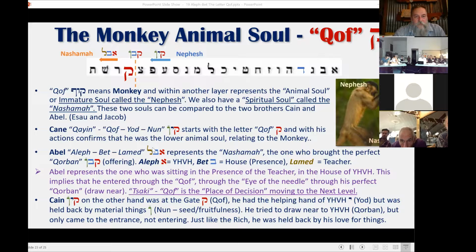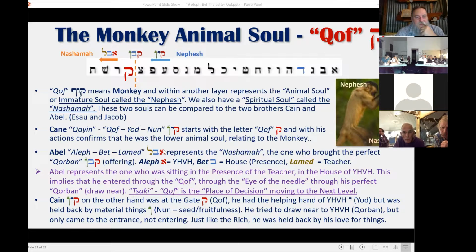And Abel was in the house, in the presence of the teacher, the Lamed. The Aleph also represents the Almighty, Yod He Vav He, because Aleph consists of two yods. You see a yod above, a yod below. They're both equal to the number 10, so that's 20. And we have a Vav in the middle, that's 6. They add up to the number 26. And if you add up Yod He Vav He, it's 10, 5, 6, 5. That also adds up to 26. So the number 26 connects the Aleph to the king.